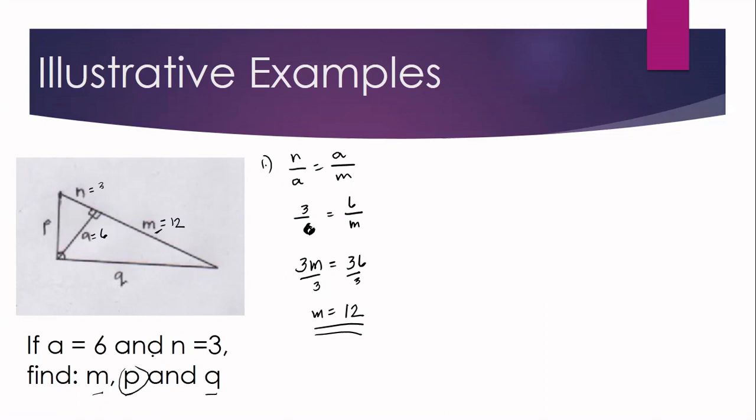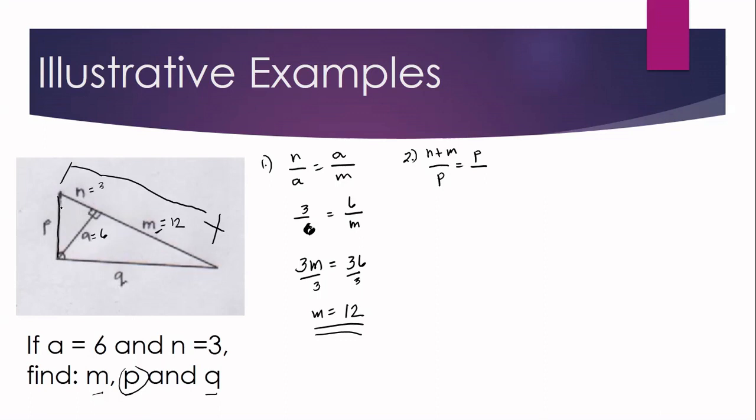And then we have number 2. What is P? Look at our figure. Ito ang ating P. It is actually a leg. At sabi natin, a leg is the geometric mean between what? Between the hypotenuse. This is our hypotenuse. So how are we going to represent our hypotenuse? That is the combination of N and M. So the hypotenuse is actually N plus M. Pagsasamahin lang yung dalawa.